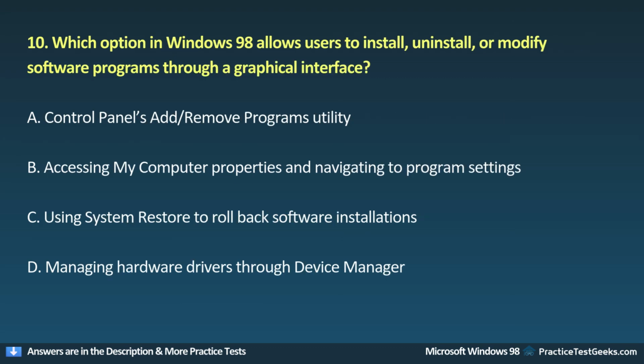10. Which option in Windows 98 allows users to install, uninstall, or modify software programs through a graphical interface? A. Control Panel's Add Remove Programs utility. B. Accessing My Computer properties and navigating to program settings. C. Using System Restore to roll back software installations. D. Managing hardware drivers through Device Manager.